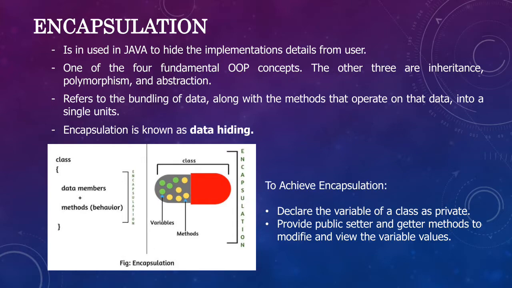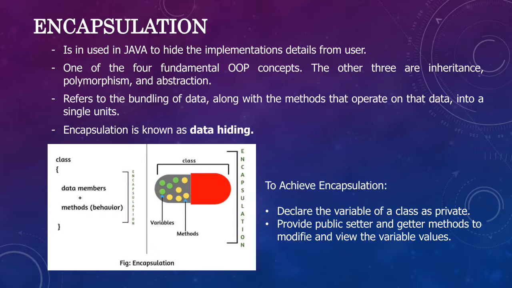Encapsulation is like a capsule. The whole code and data is bound together into a single unit. Another way to think about encapsulation is as a protective shield that prevents the data from being accessed by the code outside the shield. As you can see, variables and methods are defined inside one class like a capsule.